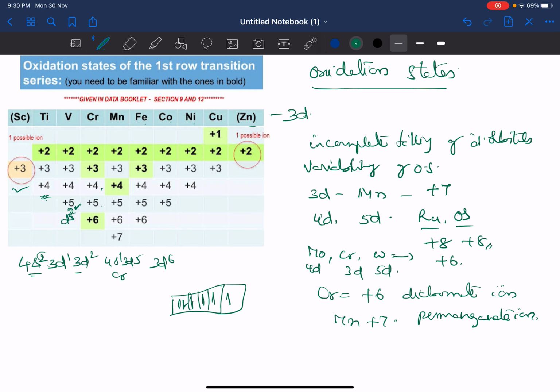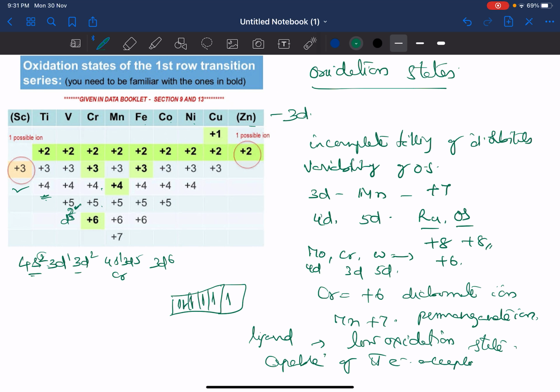Low oxidation states are found when a complex compound has ligands. When a complex compound has ligands, it will show the low oxidation state, when the ligands are capable of being pi electron acceptors. When the ligands are pi electron acceptors, those atoms will show the low oxidation state.